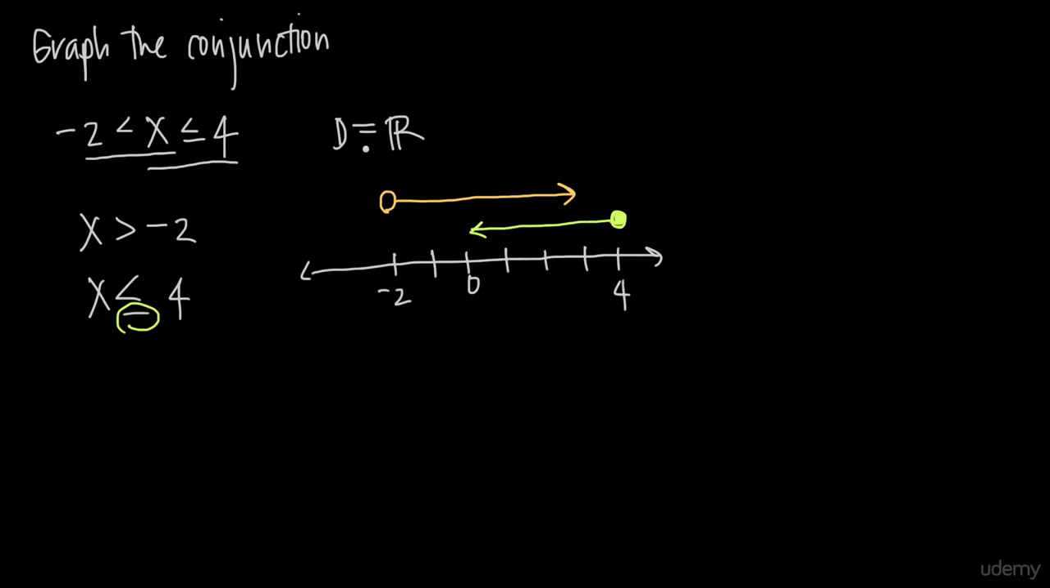But in this case, we have all real numbers, which means we include all of the decimal and fraction numbers. And we can say that the result here is where these two overlap. That's going to be not including -2, but it's going to be everything here up to +4 and including +4. So when we graph the conjunction x greater than -2 and less than or equal to 4 with the domain of all real numbers, its graph will look like this.